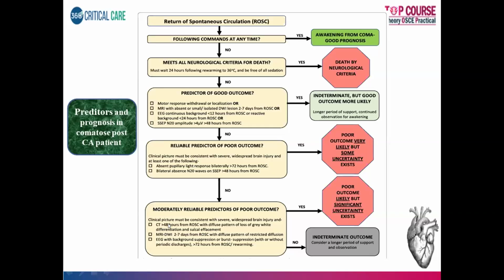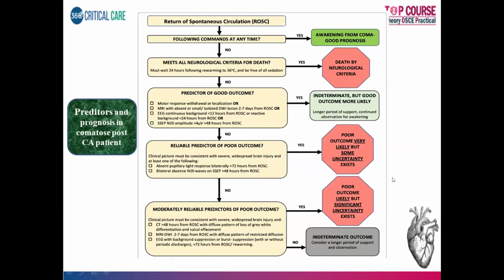If you see that a CT of more than 48 hours shows diffuse loss of gray-white matter differentiation or sulcal effacement, or if the MRI DWI shows a diffuse pattern of restriction, or if the EEG shows background suppression or burst suppression, then the patient has a likely poor outcome, but significant uncertainty exists. If there is none of these, then the patient might have an indeterminate outcome, and a longer period of support and observation is required. So this is how you actually prognosticate a patient.